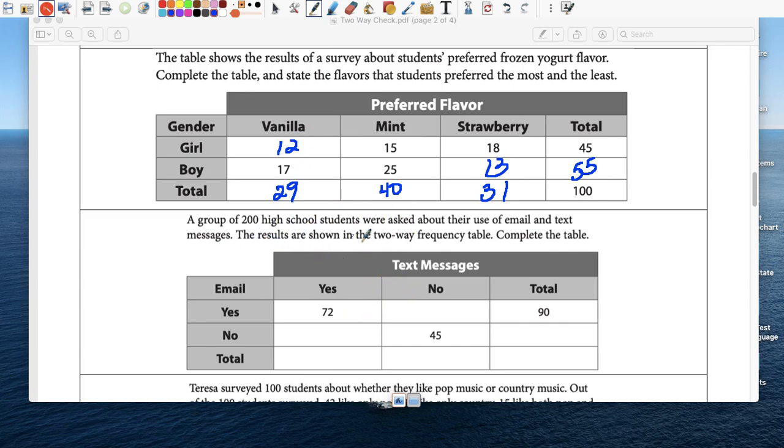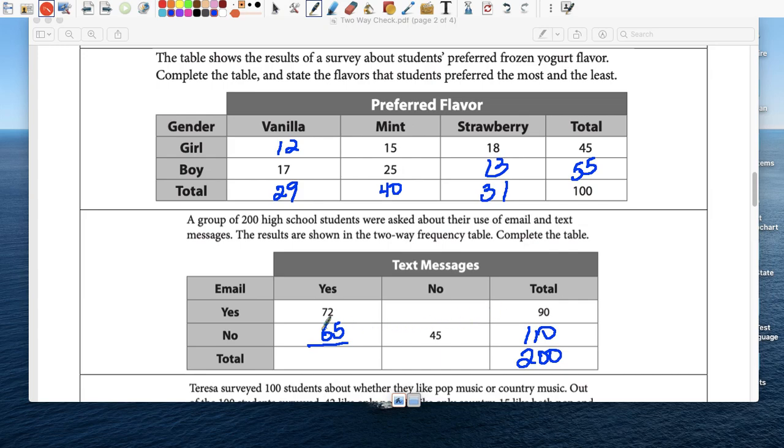200 high school students were asked about email and text message, so we know there's a total of 200, so that helps us. Let's put a 200 there. And now we start filling. 90 plus what is 200? 110. Now we can do this spot right here. Something plus 45 equals 110. And that number is 65.